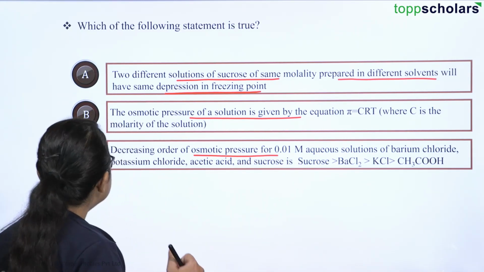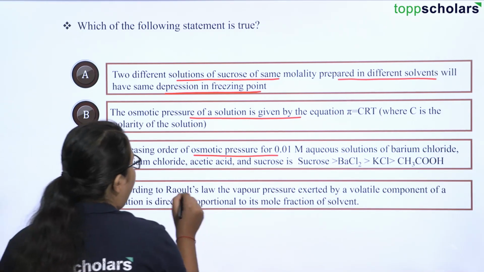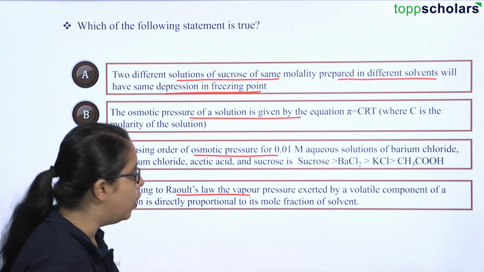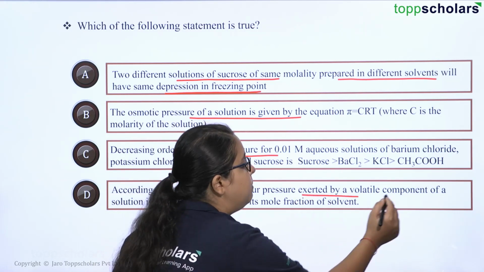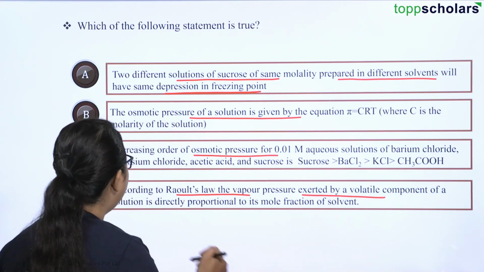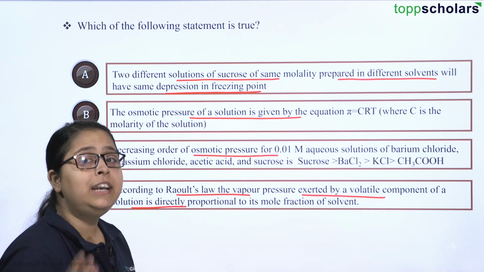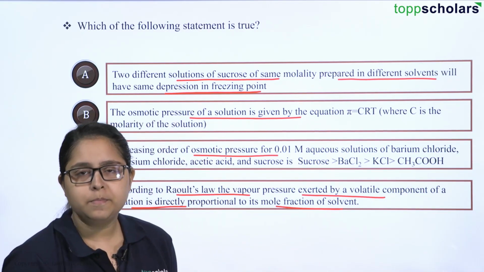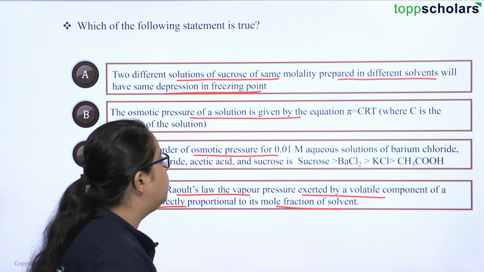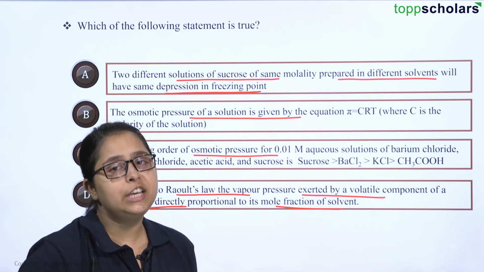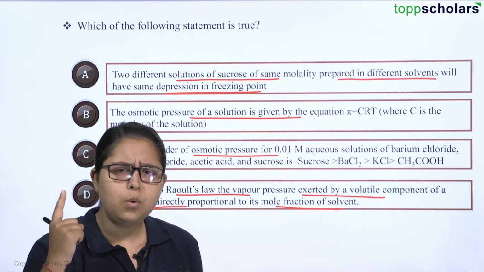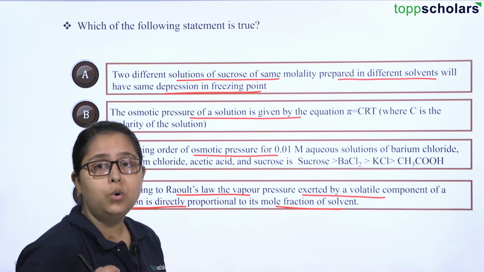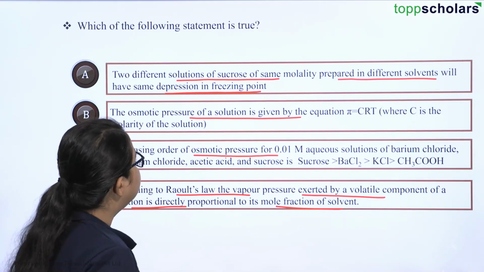Okay. Lastly, we have option D which says according to Raoult's law, the vapor pressure exerted by a volatile component of a solution is directly proportional to its mole fraction of solvent. Please students, in this type of question, you need to take care of each and every word, because of a single word, the whole statement can go wrong. Let us have the analysis for this question.